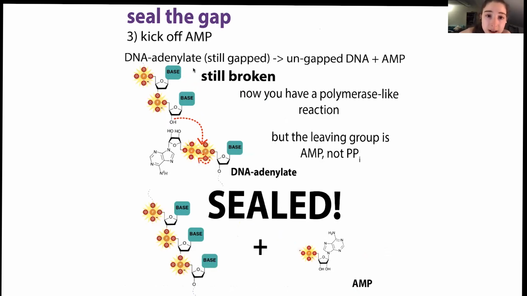So we have the DNA adenylate. So you have this group, and then you have this broken DNA, and you want to join them together. Now you have a reaction similar to what you had before, but now your leaving group is this AMP, not the PPi, so not the pyrophosphate. So when you do this, you have the attack here, but now you're going to kick off this AMP, and now you have your reaction sealed.